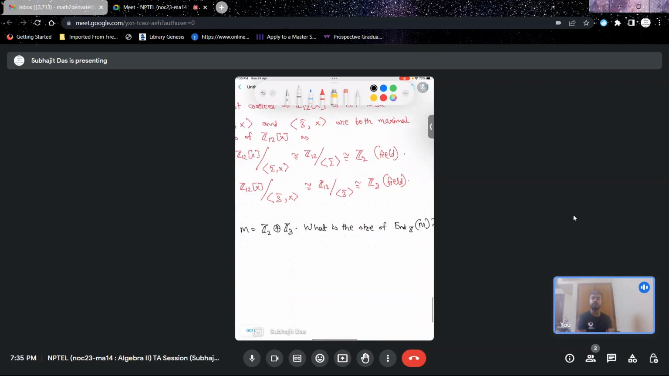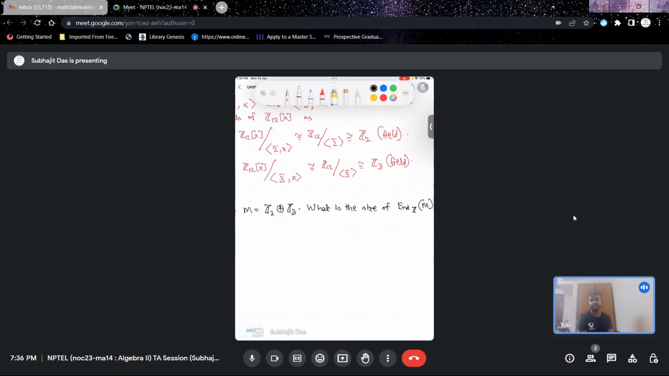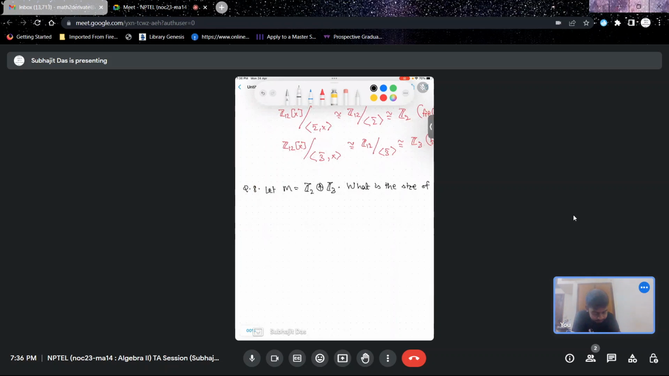Now you need to find what is the size of this. So it will be a monoid. What is the size of this monoid? In particular, it will be a set. What is the size of this set? So your options are: A is 2, option B says 3, option C says 5, and option D says 6.